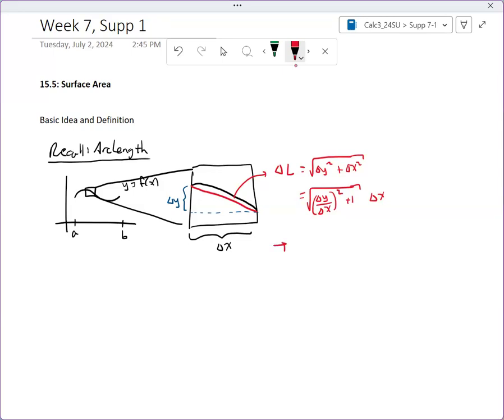And then we would sum up these little approximations to get an approximation to the arc length of the whole curve, and then we would take a limit, and we would get that our arc length, maybe we could call it S, is the integral from a to b of the square root of 1 plus f prime of x squared dx. So this was what we got for arc length.